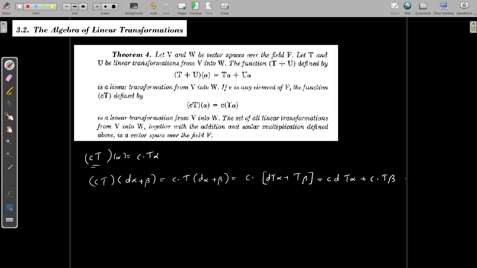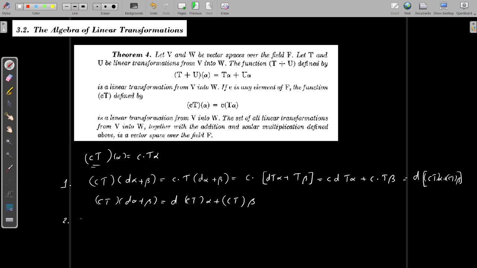So that is equal to d times, so we'll write this as C d times C times T alpha. C times T alpha is Ct of alpha, plus C times T beta, that is Ct of beta. So this shows that Ct of d alpha plus beta is equal to d times Ct of alpha plus Ct of beta. So this shows that Ct is a linear transformation. Again, that is an element of S. So this proves the closure property of the scalar multiplication.